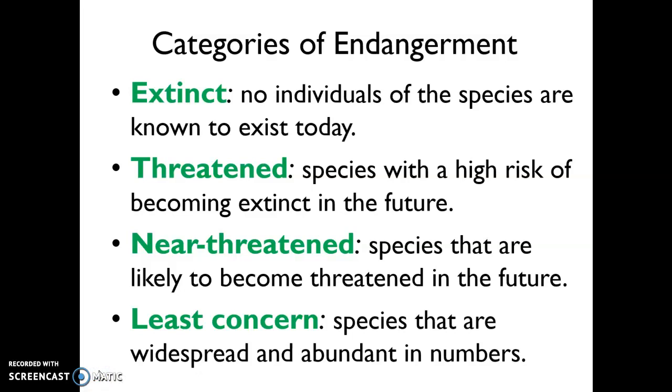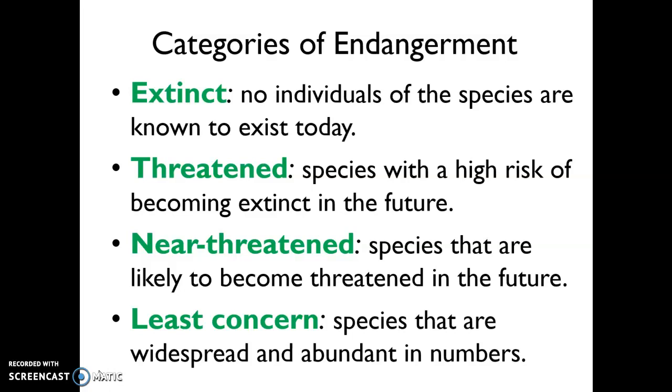So a prime example of a threatened species would be the right whale. They're at a high risk of becoming extinct in the future because they currently have only about 400 individuals of that species. And that's the North Atlantic right whale. I should be more specific there. But they're definitely threatened, and so without active interventions and protections, they would move into the category of extinct.